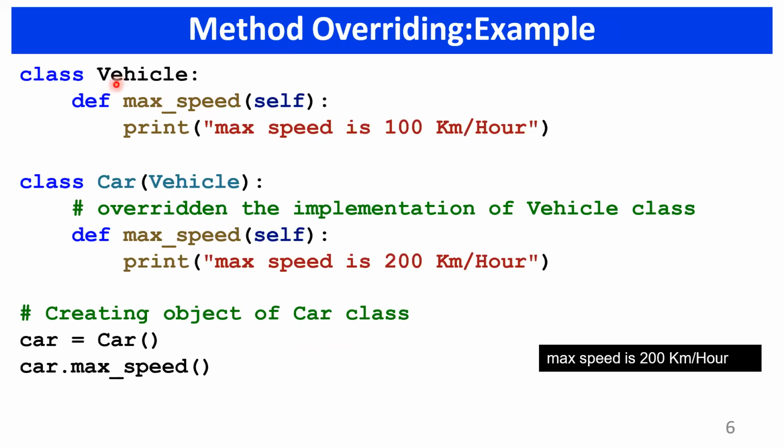Let us consider an example. Class Vehicle. Here we are defining max_speed, where we are printing max speed is 100 kilometers per hour.